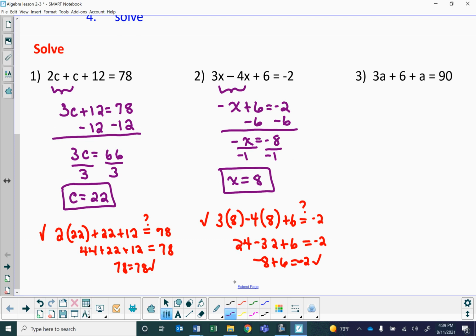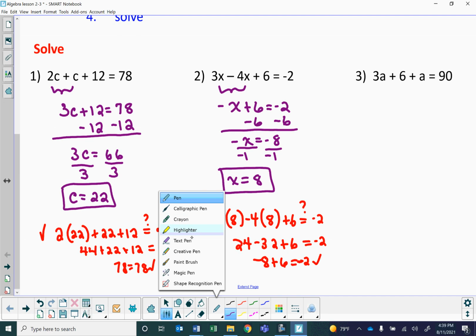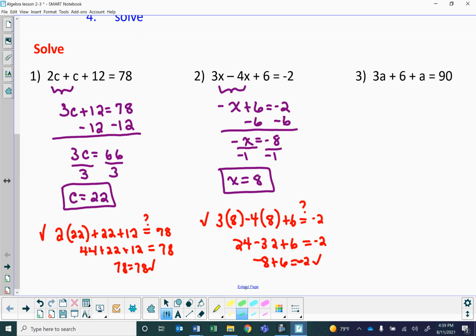And last but not least, number 3 here. 3a plus 6 plus a equals 90. Now here's where it gets a little hairy. Sometimes people look at this second a, the one that's after the 6, and think they need to subtract it from both sides of the equation. It's on the same side as the 3a, because remember, find your fence line. Your fence line is the line that goes between the equal sign. And I'll use the highlighter so that's not quite as terrible to try to see through. So there's my fence line right there.